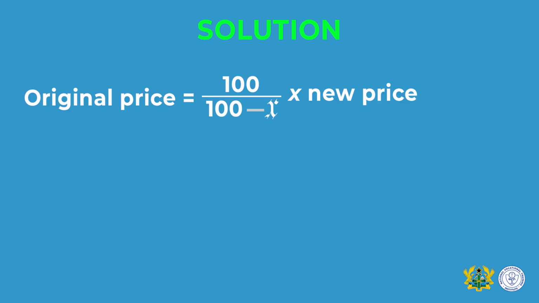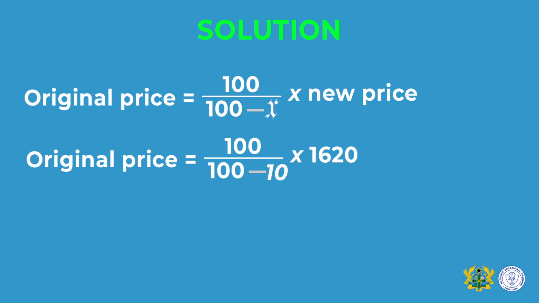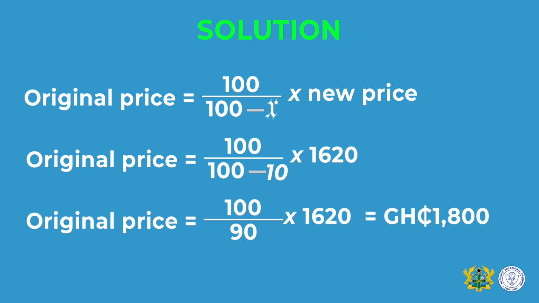We know the original price formula is equal to 100 divided by (100 minus X) times the new price. By substitution, original price will be equal to 100 over 100 minus 10 times 1,620. This gives us 100 over 90 times 1,620, and that is 1,800. So the original price of the 40-inch plasma TV was 1,800, but allowing a discount of 10%, the lady paid 1,620.